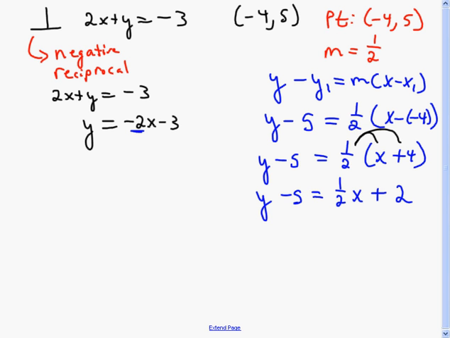So now, to finish this out, I'm going to add 5 to both sides. So I'm going to add 5, I'm going to add 5, because we've got to solve for y every time. So we put it in y equals mx plus b form. So that gives me that y is equal to 1/2 times x plus 7.